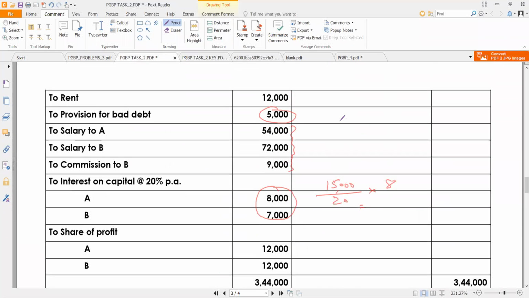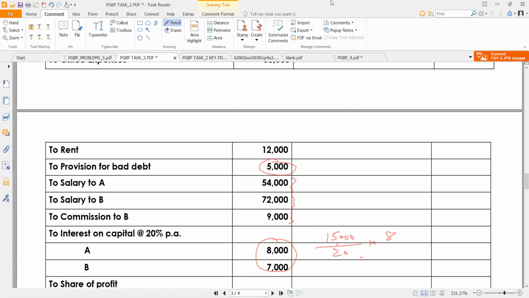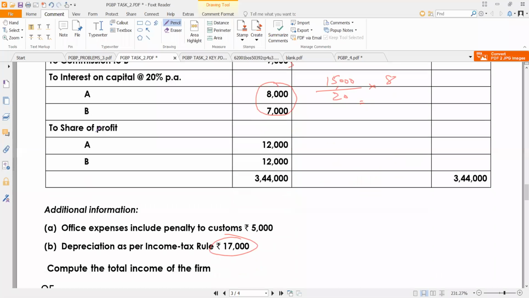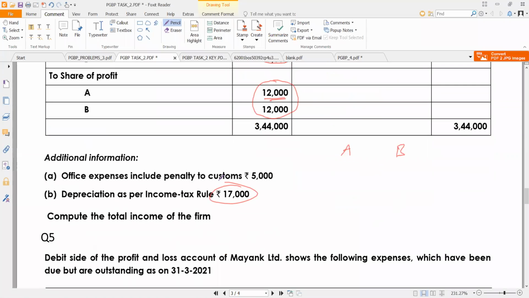And just for understanding purposes, now, if the question also asks what about the treatment in the hands of partners? Now, there are many things here. First, let me ask one by one. This 12,000 and 12,000 share of profit for the partners, A, B. I'm asking, at least some of you should answer. First thing first, share of profit, 12,000, 12,000. Question: taxable, not taxable?